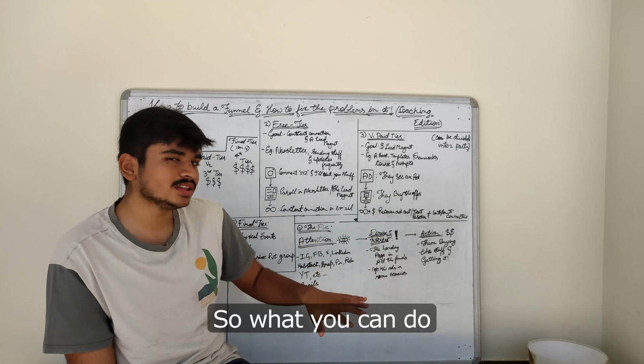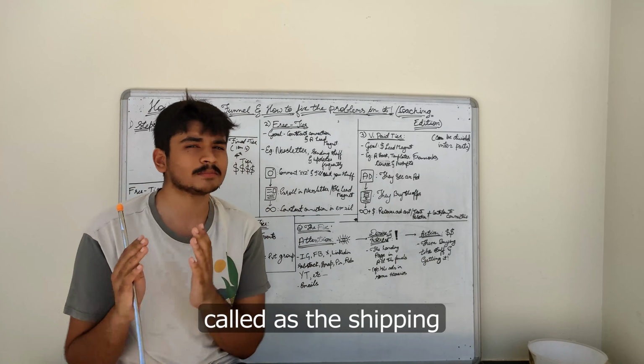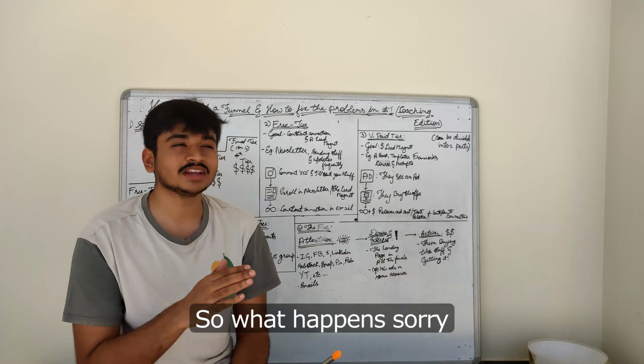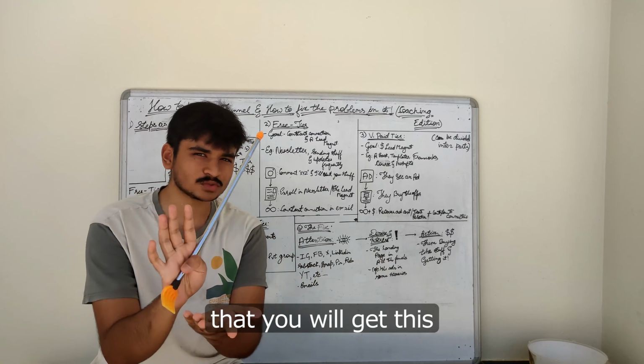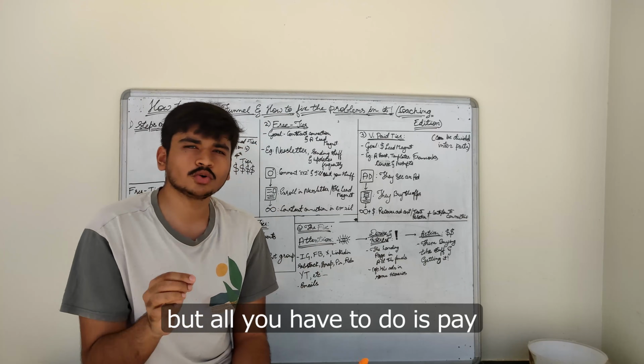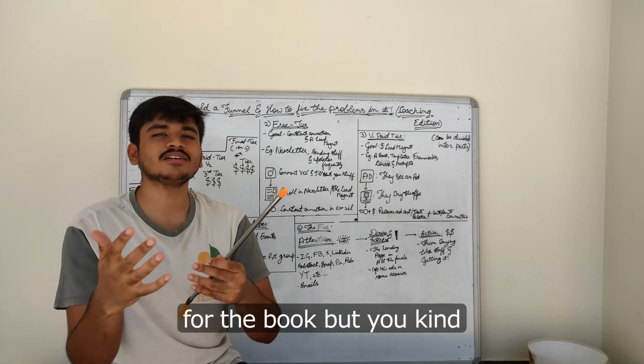So what you can do in this tier is you can give them a book. So there is this funnel called the free plus shipping funnel. So what the funnel says is that you will get this XYZ physical book for free, but all you have to do is pay for the shipping. In fact, they're actually paying for the book, but you kind of get the logic, right?